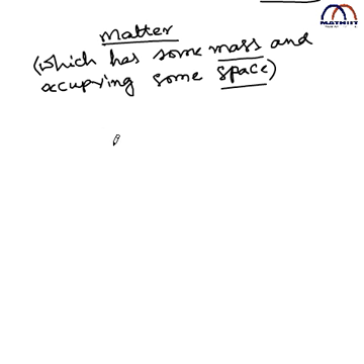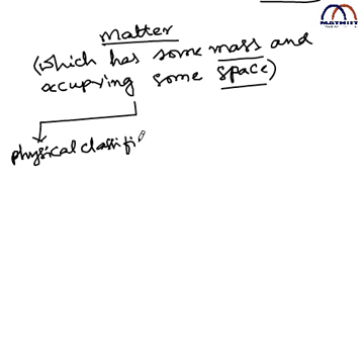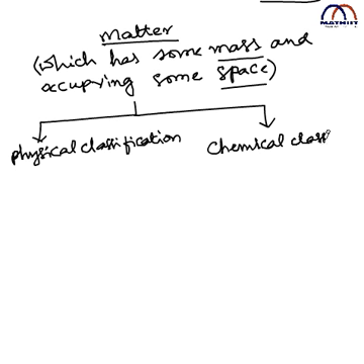Okay. Let us discuss in detail about this matter. This matter can be divided based on the physical state, which I am calling a physical classification. Why am I calling it physical classification? It is because only based on the physical state of this matter I am dividing this. That is why I am calling it physical classification. Now one more classification which we are more interested in chemistry, that is chemical classification. Okay.